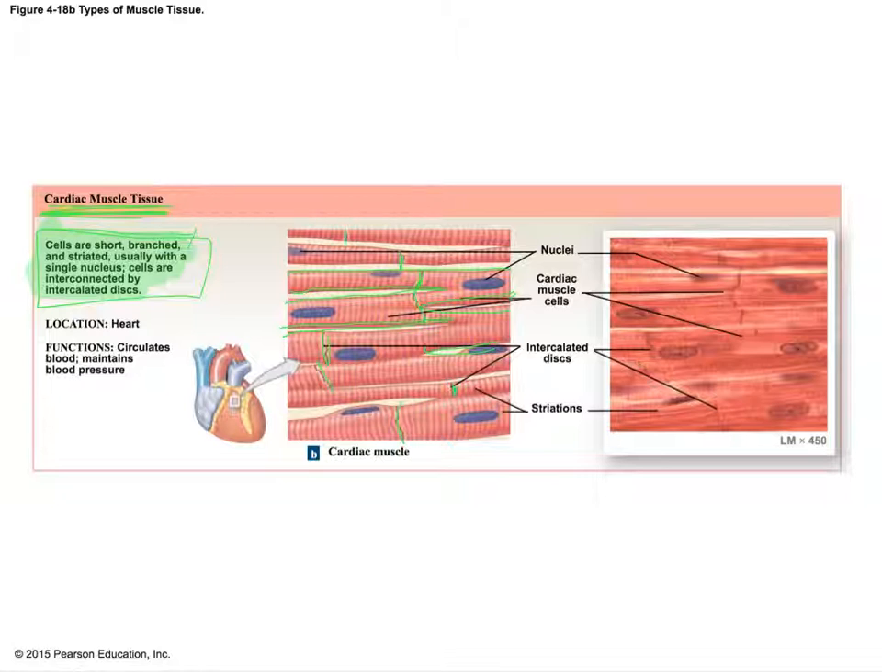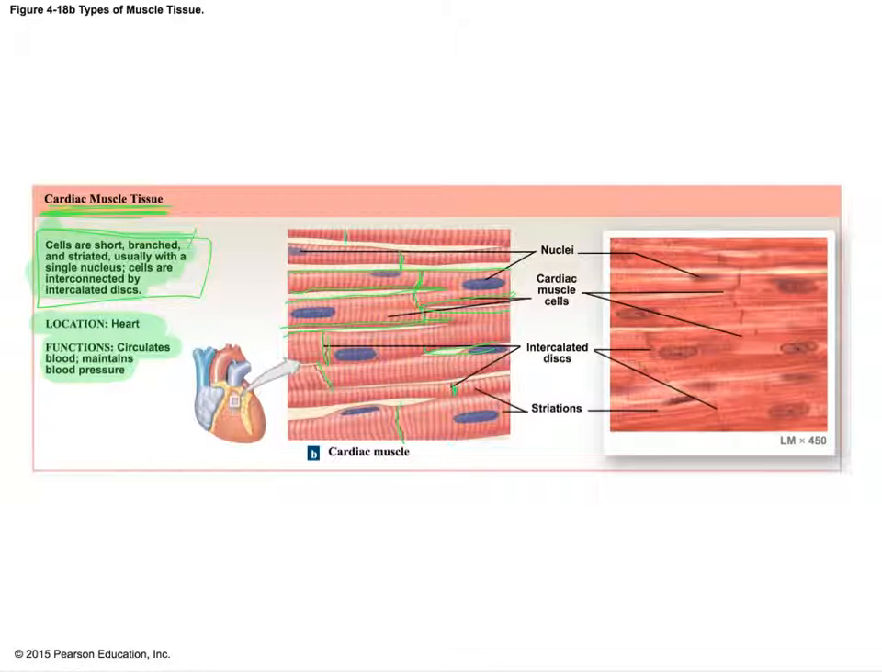So they're branched. How many nuclei per cell? One. And each cell is connected to another cell by intercalated discs. Very good. The location is obviously the heart. And functions is circulate blood and maintain blood pressure.